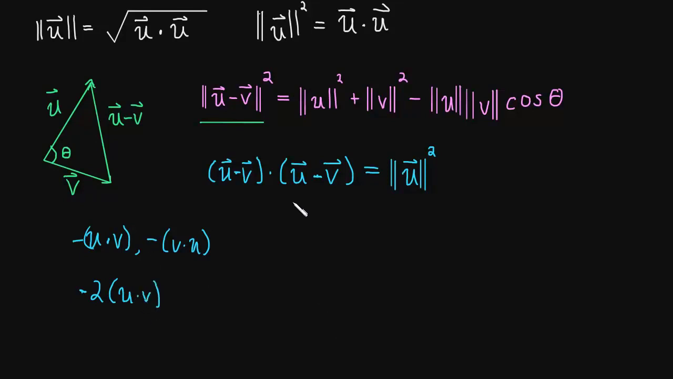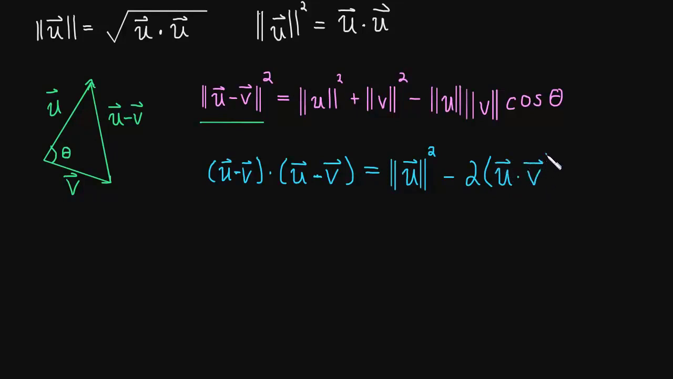So I hope that was relatively clear. We're just FOILing this out with the dot product. So based on what we just talked about, that's minus 2 times u dot v. Just to be really explicit here, that was this u coming over here and this v coming this way.